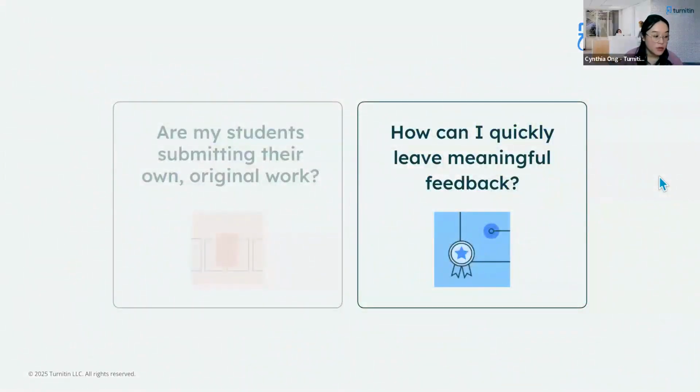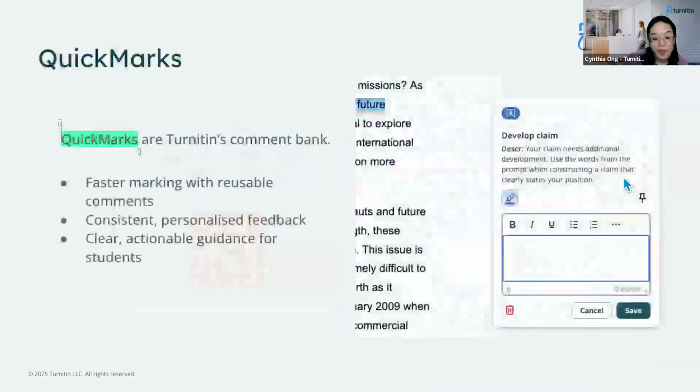All right, so now let's move on and talk about the second question. How can Turnitin help you leave meaningful feedback very quickly? For this one, we offer you a feature called Turnitin's Quick Marks, which is Turnitin's comment bank. So basically what you can do is you can save comments within the system so that whenever the student makes the same mistake, you can easily apply that comment and reuse it as many times as you like. This allows you to give consistent and personalized feedback and provide clear, actionable guidance for your students.